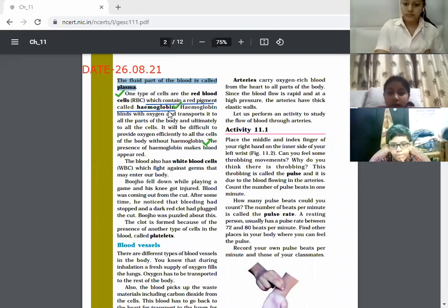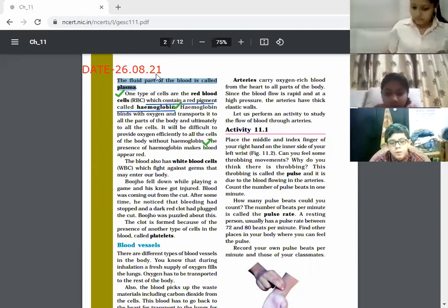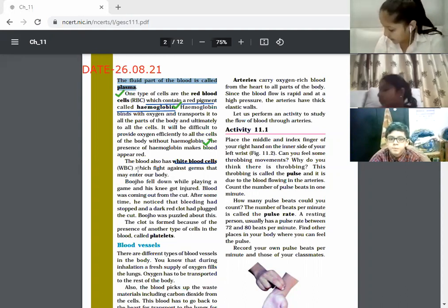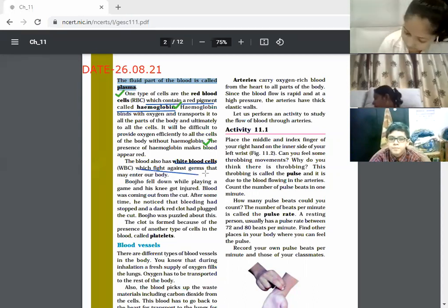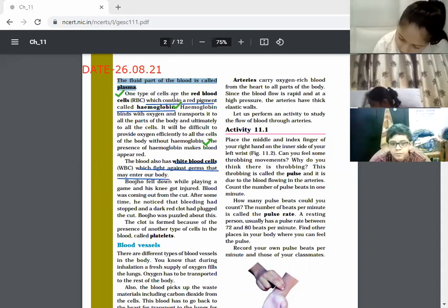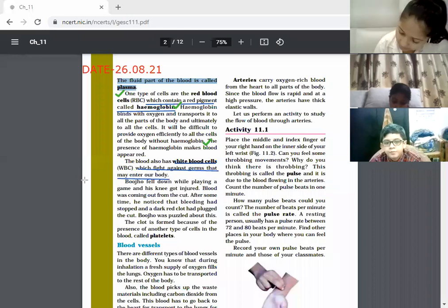So this was all about RBCs. Next comes WBCs. WBC full form is white blood cell. The function of WBC is to fight against germs that may enter into our body. So kindly underline, children. They fight against the germs. They are the fighters of our body. They are the soldiers of our body.